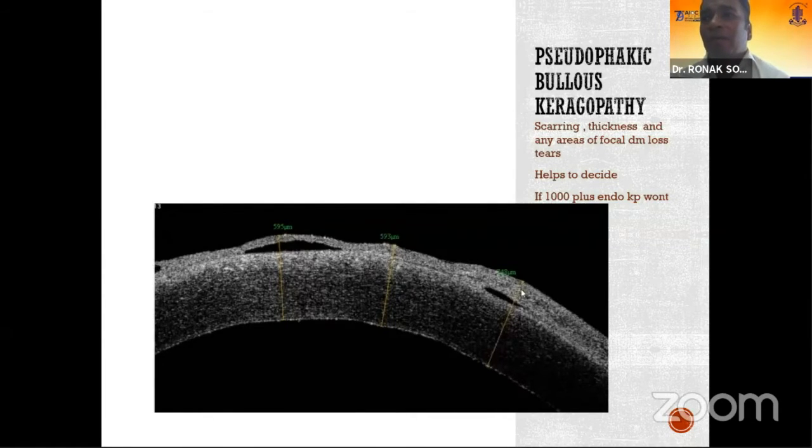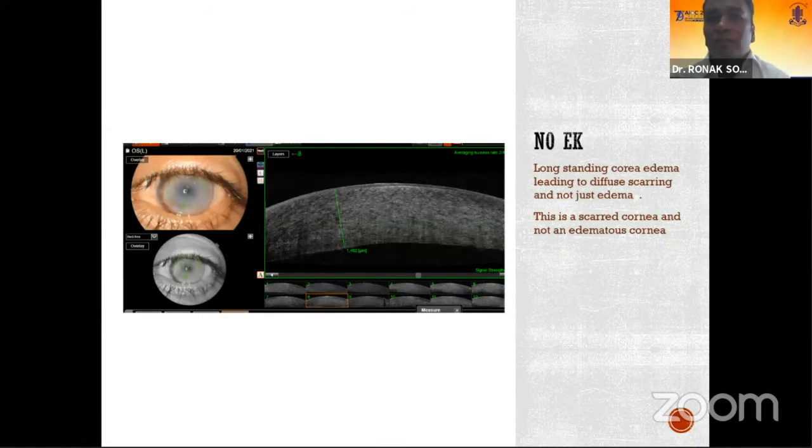Like a pachymetry of 1000 won't help in endokeratoplasty. This case I had previously shown, this is a scarred cornea, not an edematous cornea. So an endothelial keratoplasty will not benefit.